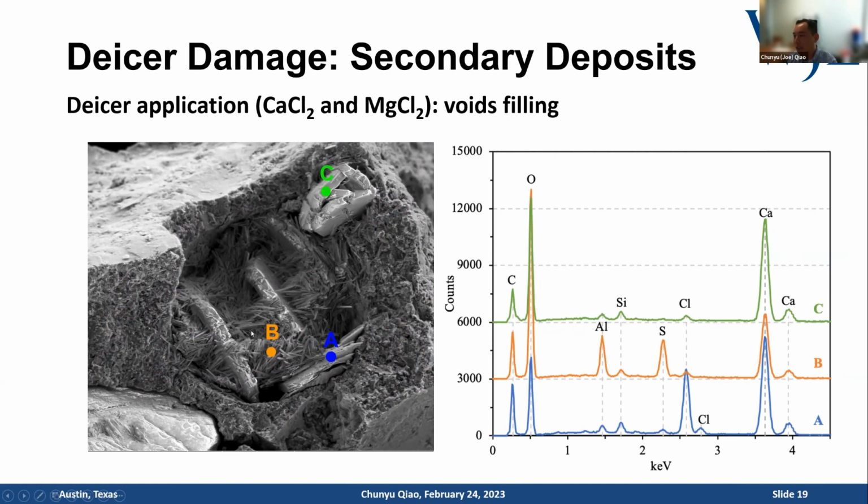Ettringite is a very good indicator for elevated moisture condition in the concrete. So what is C? You can see C is high in oxygen and calcium. There is barely any aluminum or silica or sulfur or chloride inside. So that is a very typical calcium hydroxide crystal elemental composition. So in this one single void, through petrographic examination, we can identify different natures of the secondary deposits.